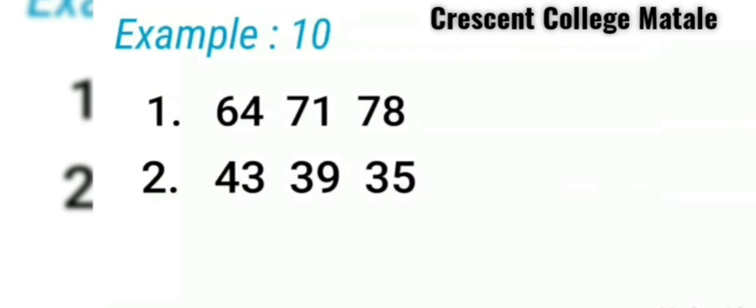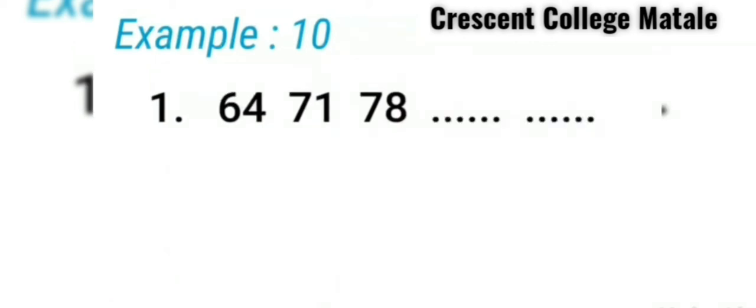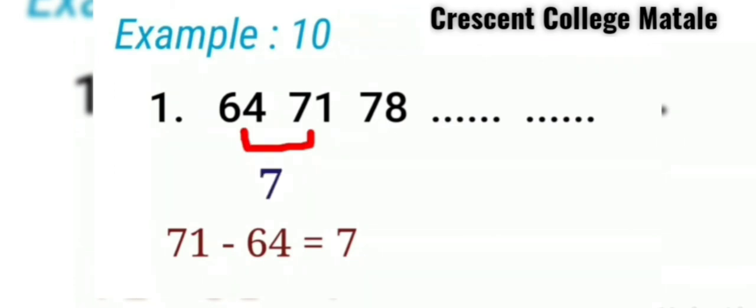Look at these two number patterns. First one is 64, 71, 78. And the next one is 43, 39, 35. What should I do to find the next numbers? See the first one. What is the difference between the numbers? 71 minus 64 equals 7. The difference is 7. Now see 64 next 71. So this is increasing. 64, 71, 78.